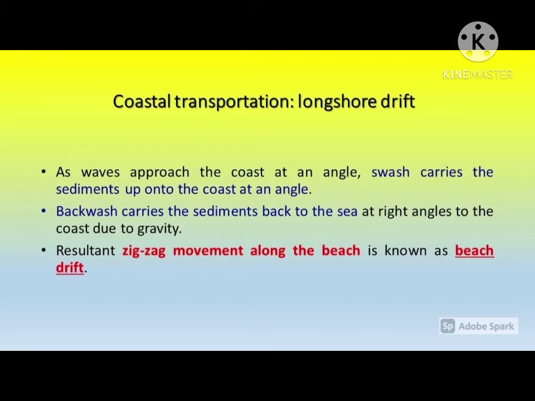After this, what do you need to talk about? You've brought the sediment in onto the coast already. Backwash will carry the sediment back to sea at a right angle, due to gravity. So the concepts here, backwash, right angle, and gravity, are very important. As this is repeated over and over, it results in a zigzag movement along the beach, and this is known as beach drift. Another term for it is longshore drift.